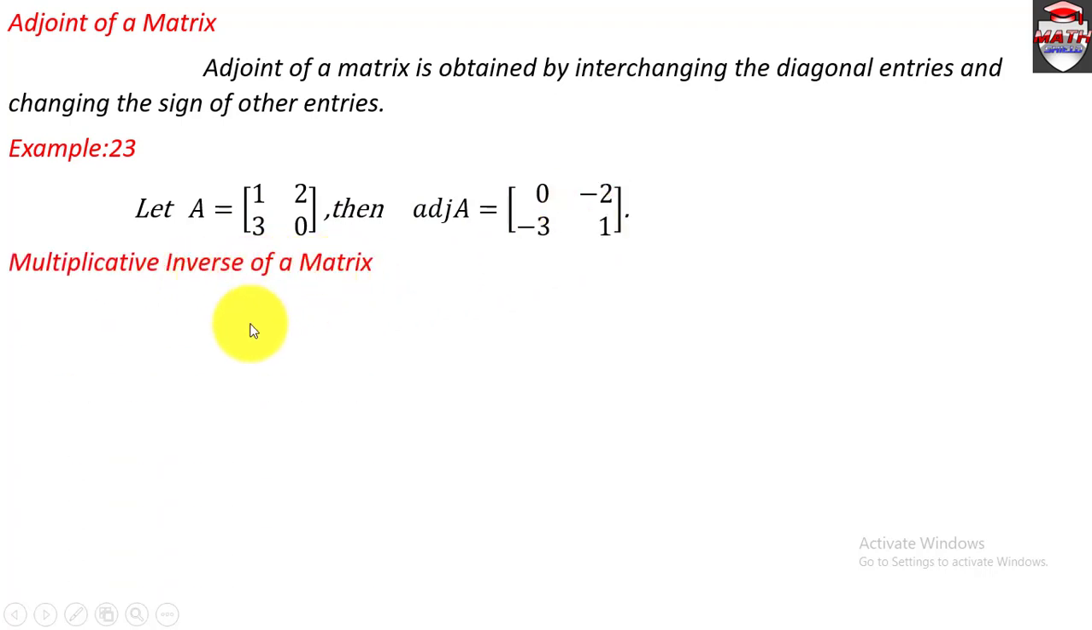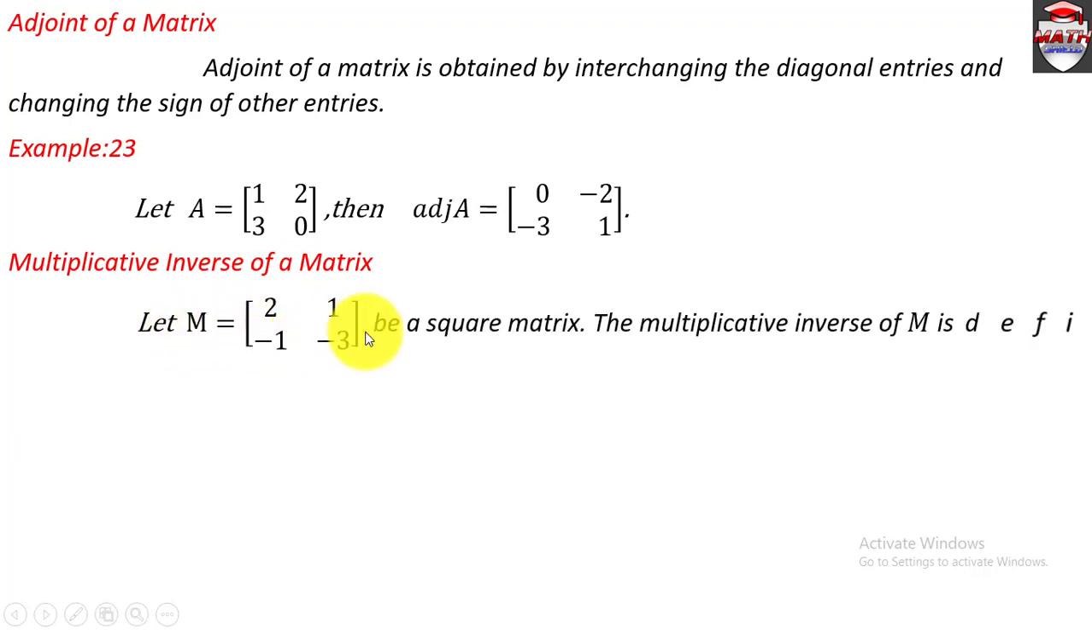Multiplicative inverse of a matrix. Let M be a square matrix. The multiplicative inverse of M is defined as M inverse is equal to the adjoint of matrix M over the determinant of matrix M.